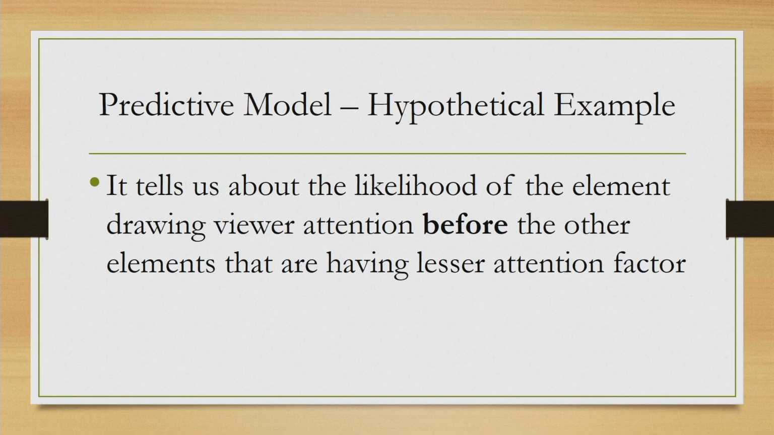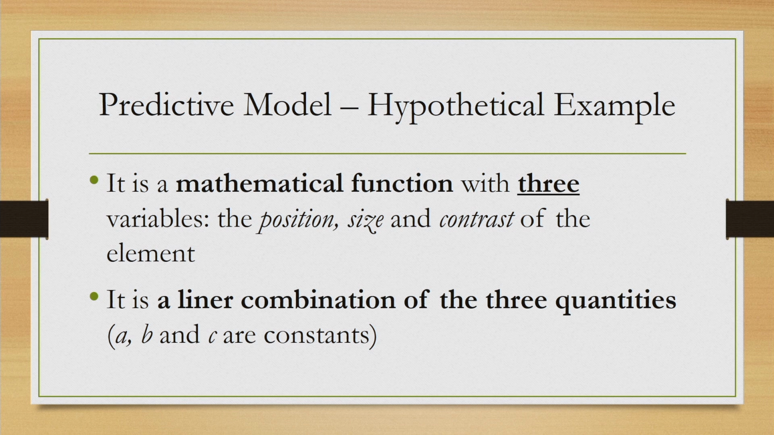In other words, it tells us about the likelihood of the element drawing viewer attention before the other elements that have a lesser attention factor. So, we consider this attention factor computation as a way to tell us which element is likely to draw attention before the other elements. So, it is a mathematical function having 3 variables: the position, the size and the contrast. Now, I hope these terms are self-explanatory.